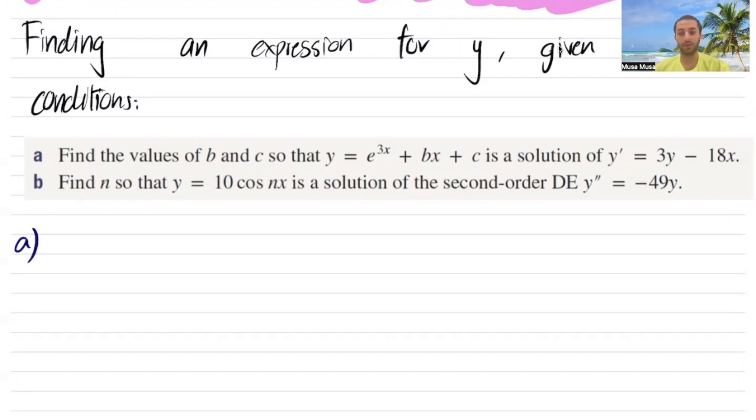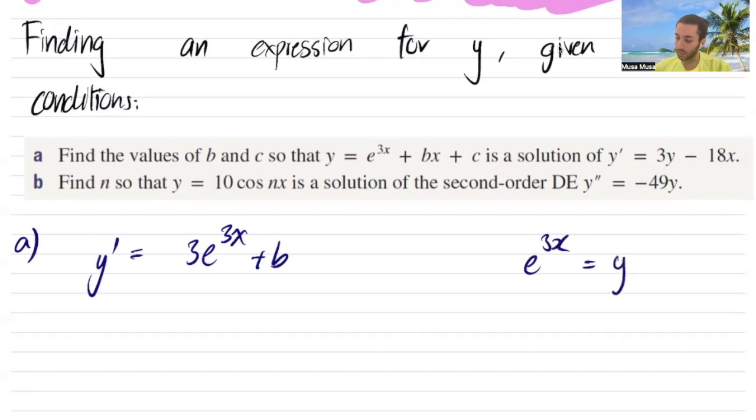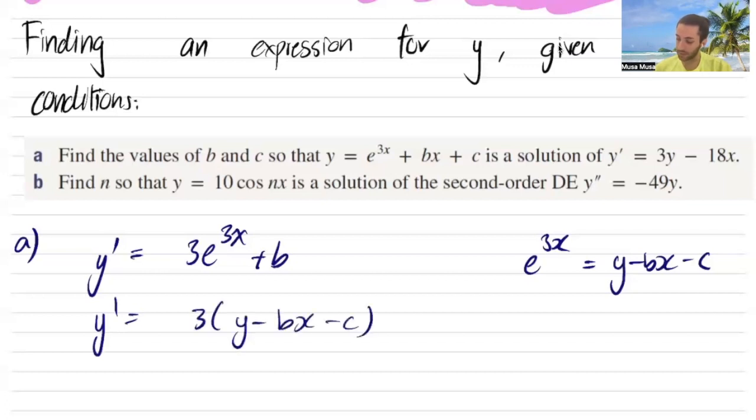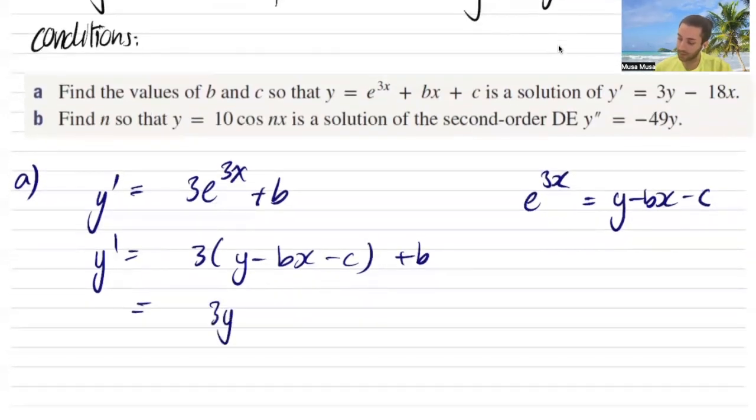So I think we should probably just take the derivative and see what happens. So y dash equals 3e to the 3x plus b. It seems like they've replaced the e to the 3x with y minus bx minus c, like this. And then minus 4 plus b. Cleaning this up, we get 3y minus 3bx minus 3c plus b.